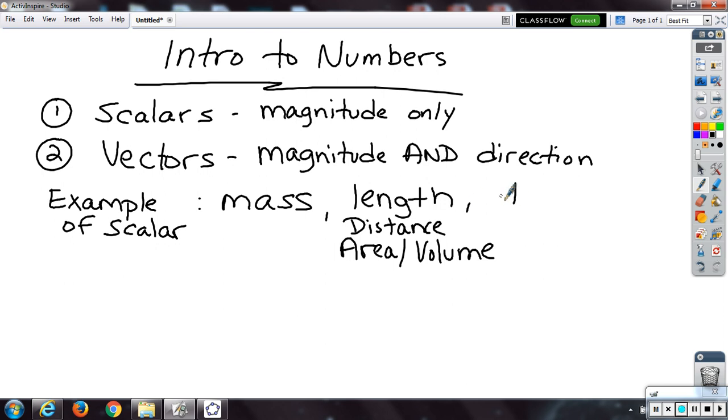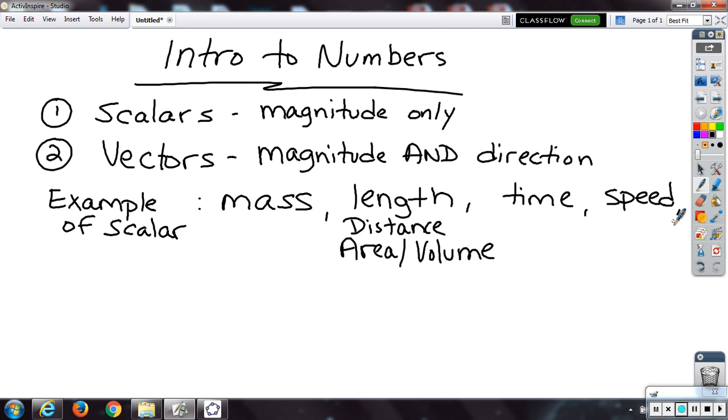For some other examples, we have time, speed. This would be the measurement made by your speedometer. So especially when we talk about motion, direction is going to be an important quantity to talk about.